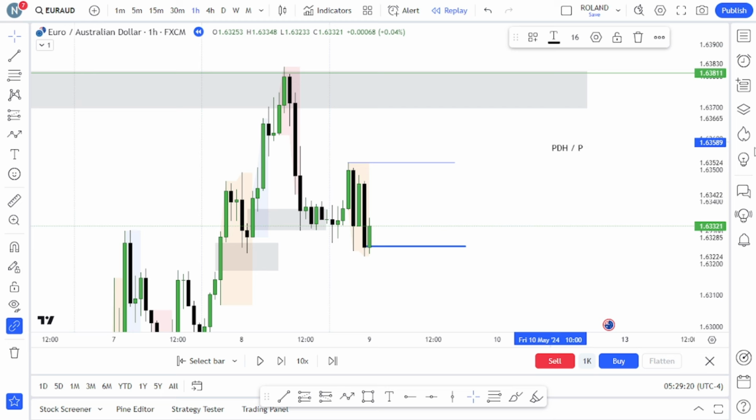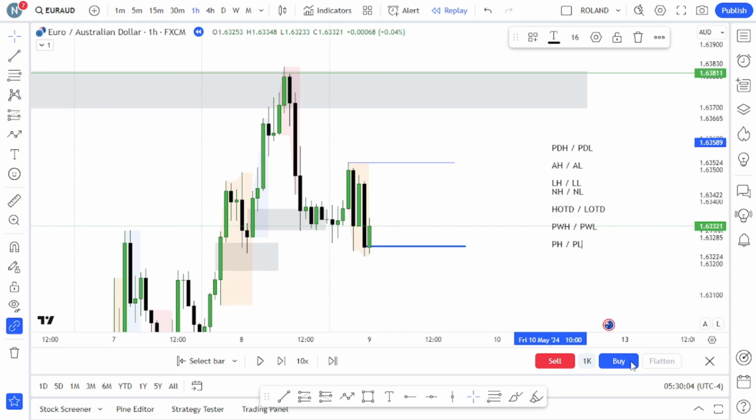Of course, there's always the other version. We have Asian high and Asian low. Of course, we have London high and London lows. We have New York high and New York low. We have high of the day and low of the day. We have previous week high and previous week low. We have previous high and previous low.